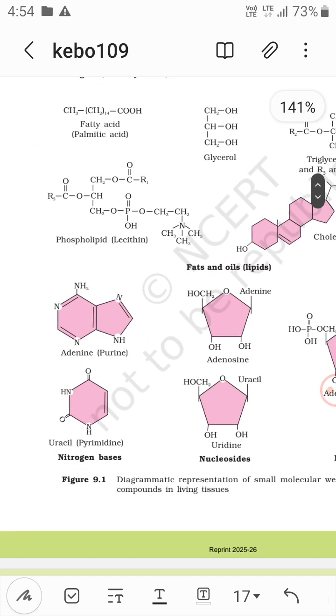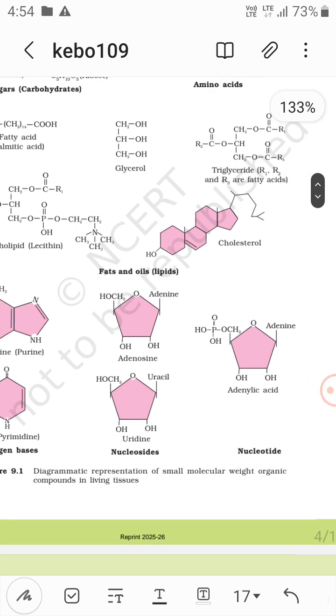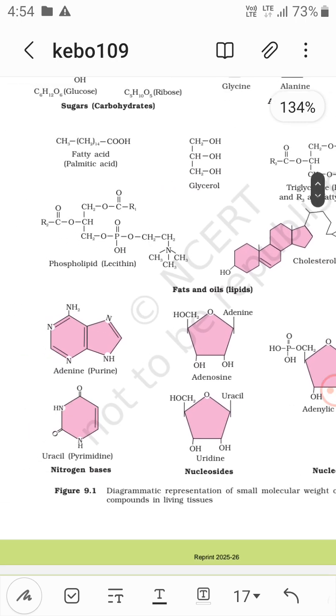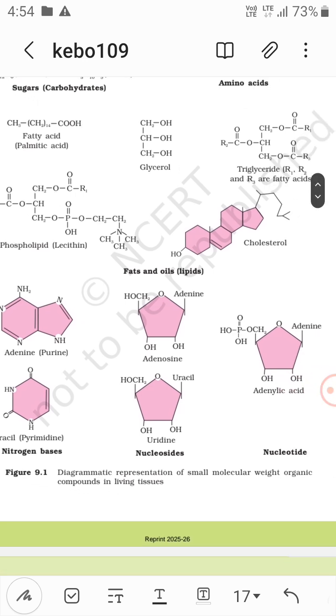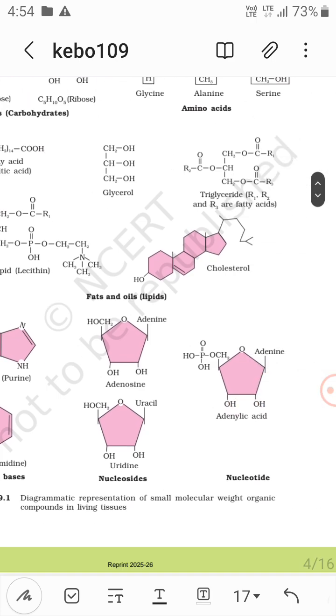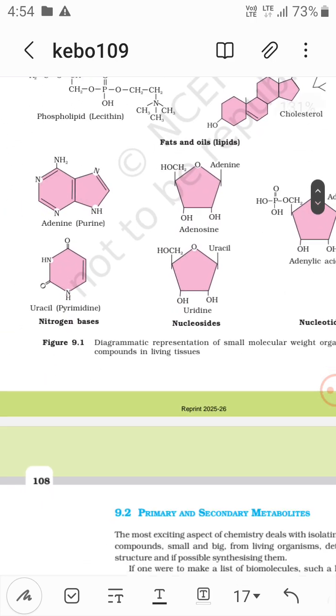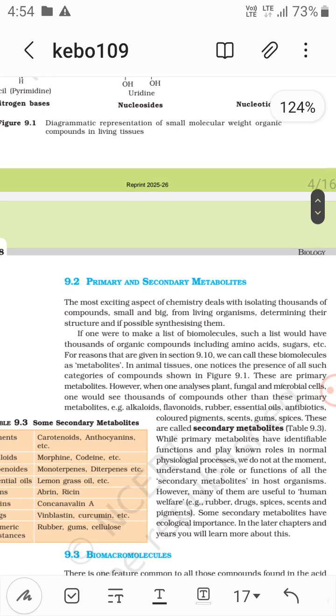So adenine, that is a purine, then adenosine, and then adenylic acid, right? Purine has two heterocyclic rings, and pyrimidine has one heterocyclic ring, that is uracil. So then uridine, like uracil, OH. So this is it.